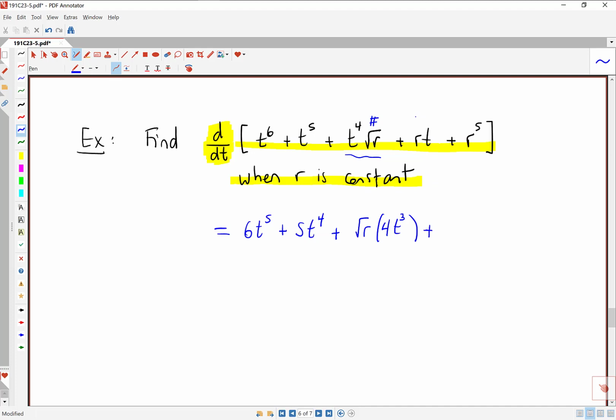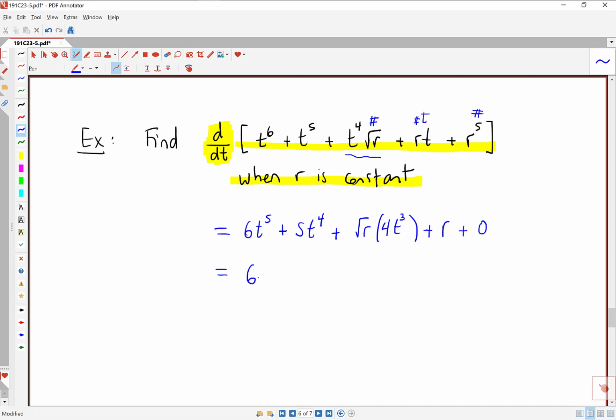Then moving over here, we've got a number times t. Remember we said before, if you're taking the derivative of something like 6x with respect to x, the derivative is just going to be 6. So you're just picking up the coefficient. Same thing is happening here. If we've got a number times t, the derivative with respect to t is just going to be that number. So the derivative will just be r, whatever r is. And then the derivative of r to the 5th, well, r to the 5th is just a constant, just some number, so the derivative will be 0.